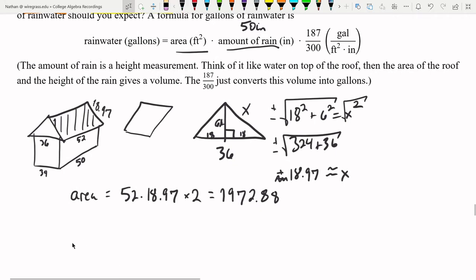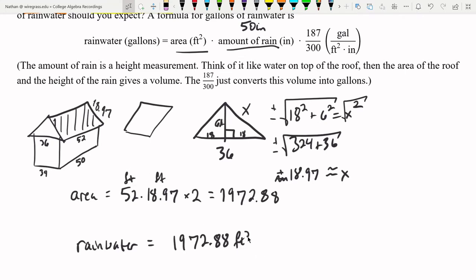So the rainwater is going to equal the area, which is in feet squared, right? This is a foot measurement, so we have feet times feet is feet squared, times 50 inches of rainwater per year, times the unit conversion to gallons.